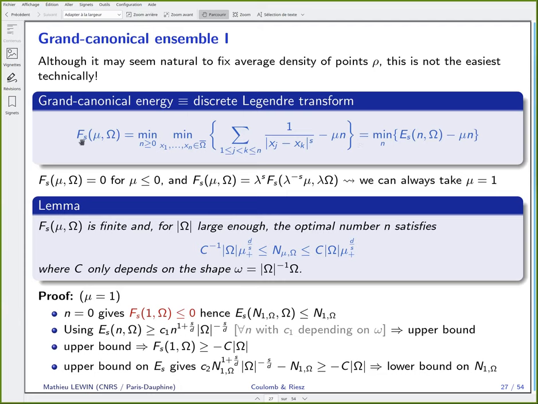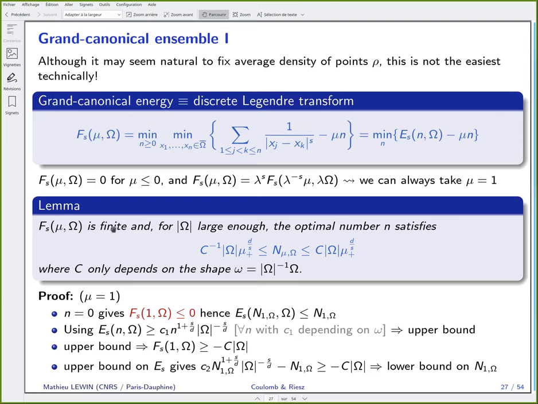Okay, so what can I say about this new problem, which I call F_s of mu and omega? Well, it also has some scaling. Here it is. So if you like, you can always assume that mu is one, because we always assume mu is positive. Otherwise, it's obvious. The first lemma is that this is finite. Okay, so in a way, this is bounded. So it's always attained at some finite n. When n is very large, this becomes positive.